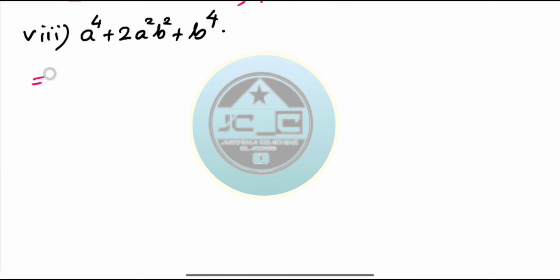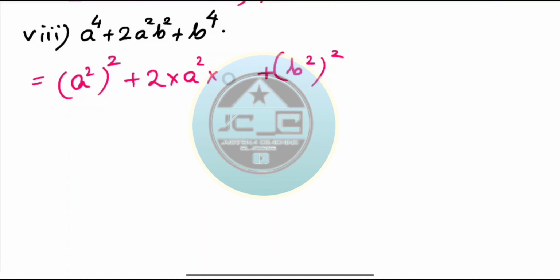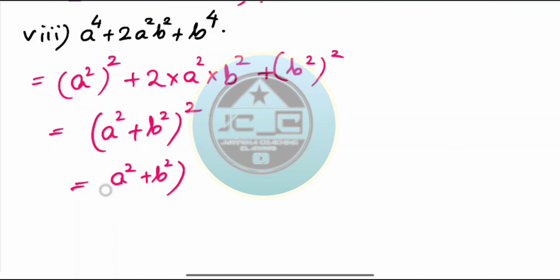As we know, here it is given a to the power 4 plus 2a square b square plus b to the power 4. A to the power 4 will be the square of a square, plus 2 into a square into b square, plus b to the power 4, which means b square whole square. Clear? Now a square and b square, so this is a square plus b square whole square. Right? This is a square plus b square whole into a square plus b square. This is the final answer.